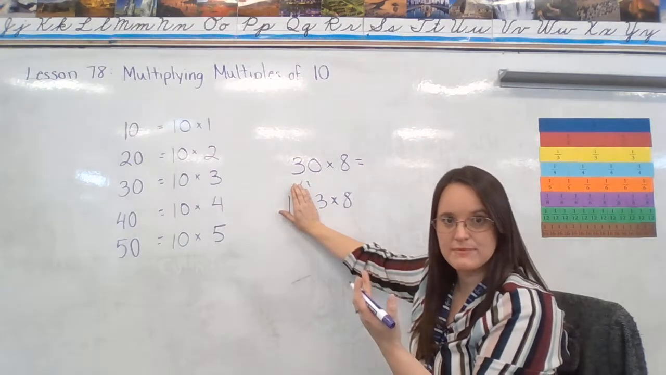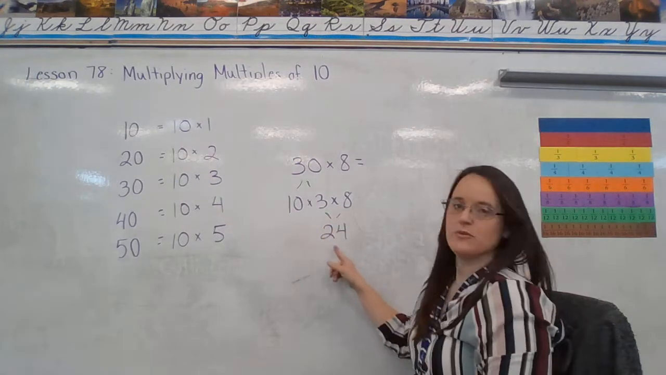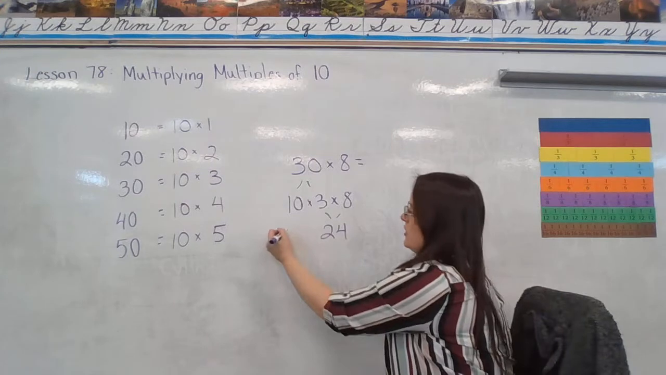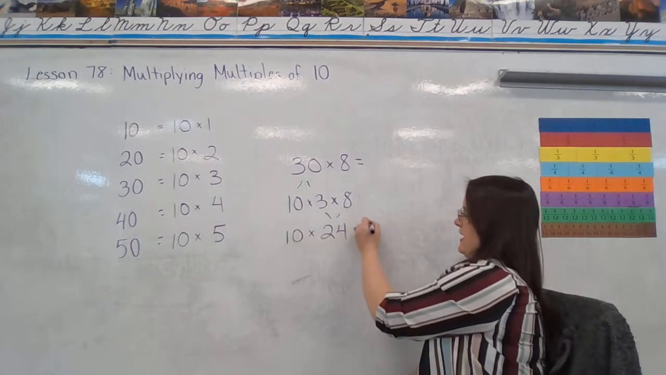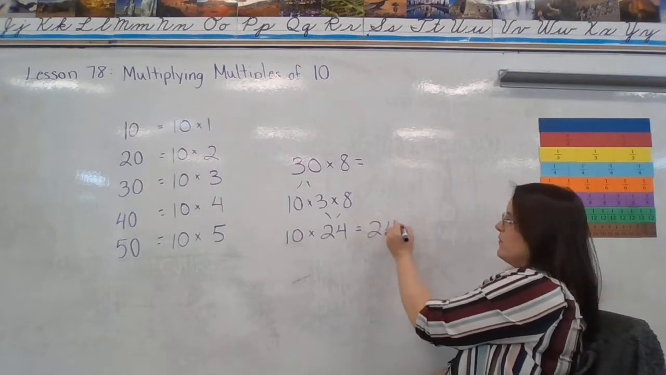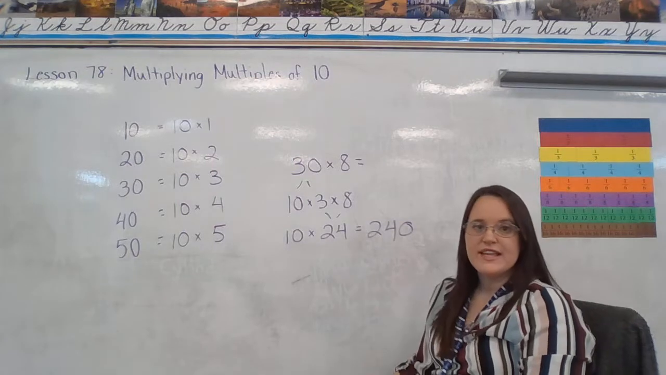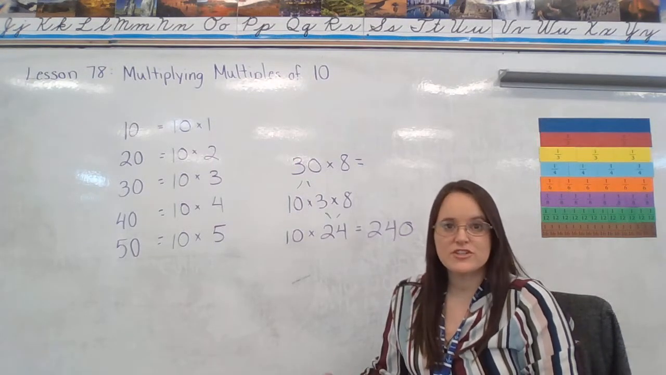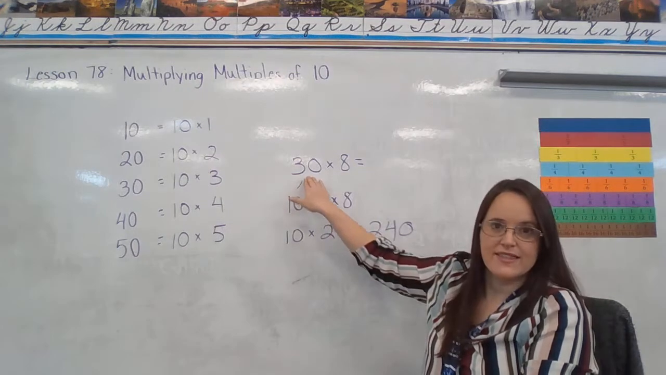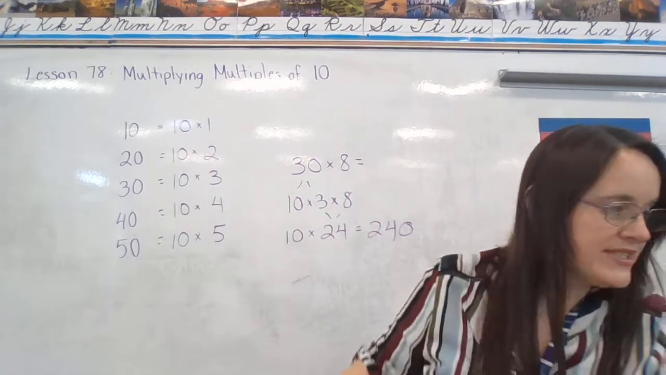What is 3 times 8? We've been working on memorizing our facts. We know that's 24. So now if we do 10 times 24, it's 24 with a 0 tacked on at the end. So our answer is 240. So we'll use that trick anytime we have a number that we're multiplying that ends in a 0. Okay, let's do a couple more examples.